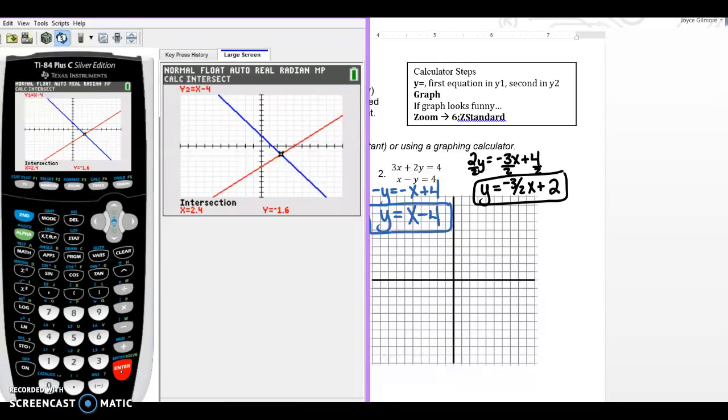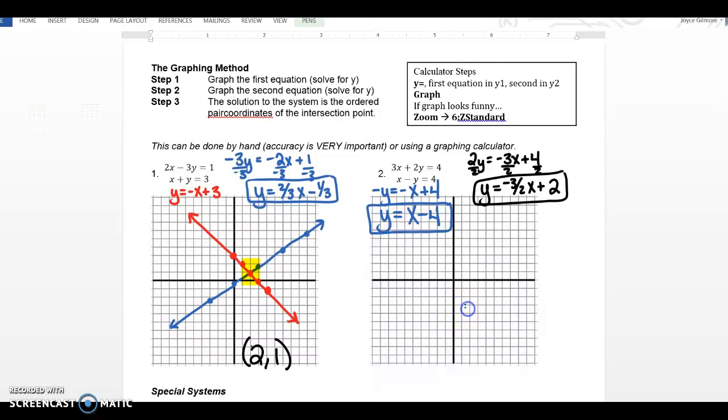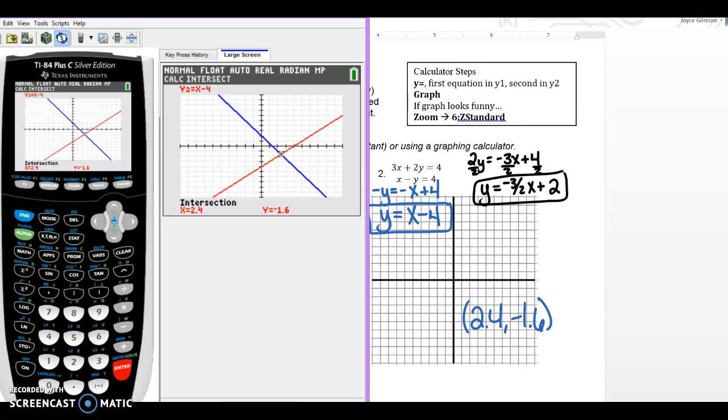And then on the screen, it tells you that these two lines intersect at the point 2.4, negative 1.6. So the solution for this system is the ordered pair 2.4, negative 1.6. Isn't that kind of amazingly awesome? Yes. Okay, I want you to get started on number 3 and 4. Get them into y equals mx plus b so that you could enter them into your graphing calculator, and then we'll talk about them in about 2 minutes. So get started on 3 and 4.